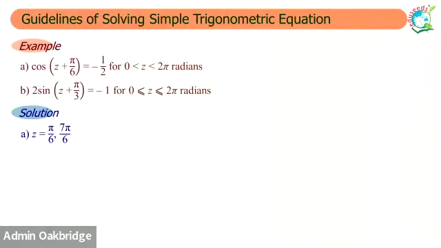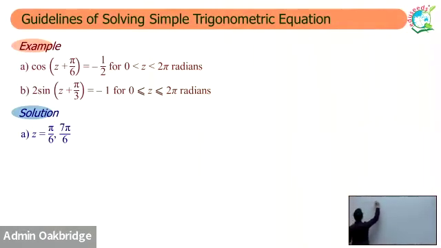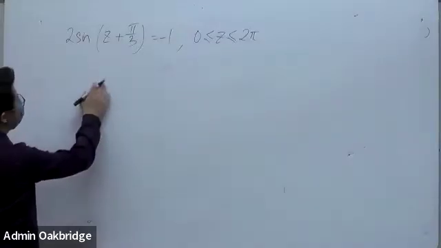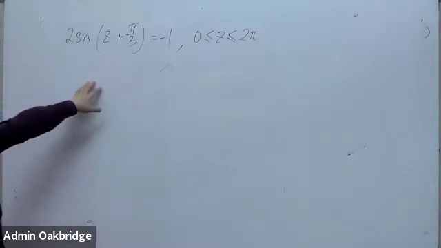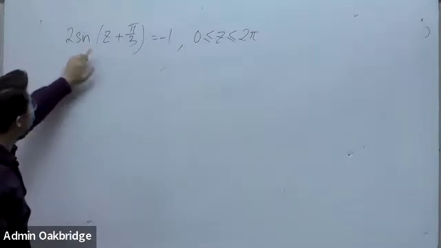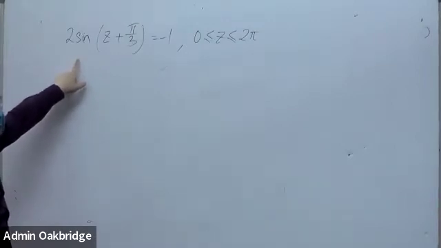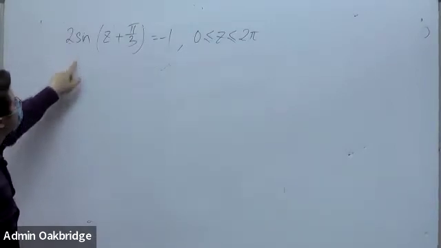You have 2 sine of z plus pi over 3 equals to -1, for z from 0 until 2 pi again. So you need to rearrange this equation to make it become a simple trigo equation. Now it's not a simple trigo equation because you have 2 in front of sine. Okay, you have to remove the 2 first.